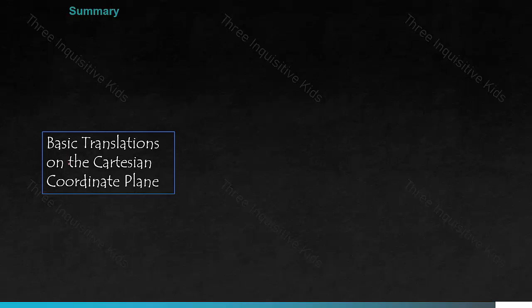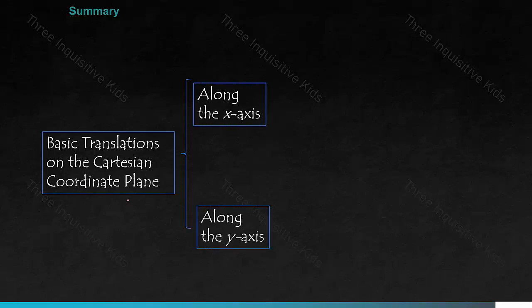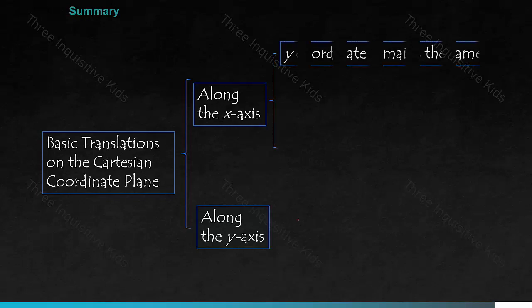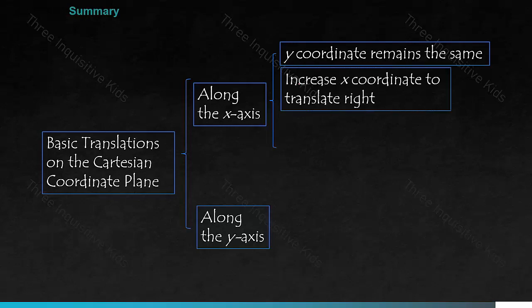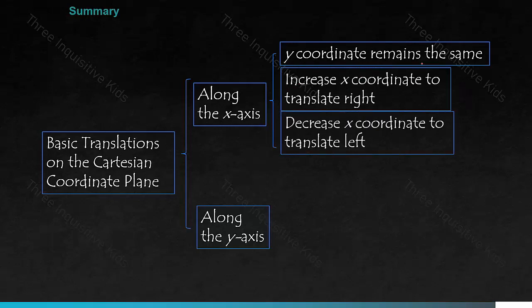Class summary. Today we'll learn about some basic translations on the Cartesian coordinate plane. When we move a point along the x-axis and along the y-axis, they each have some patterns. The y-coordinate remains the same when we move a point along the x-axis, and we can increase the x-coordinate in order to translate right, and decrease the x-coordinate if we want to go the opposite direction. It's the same with the y-axis.